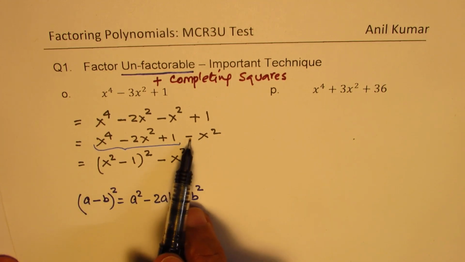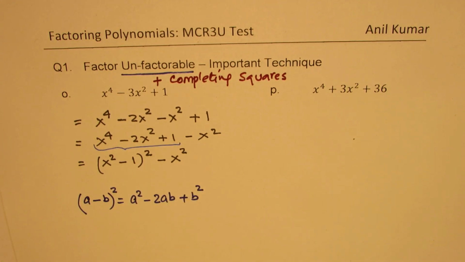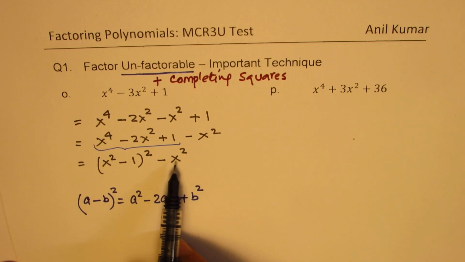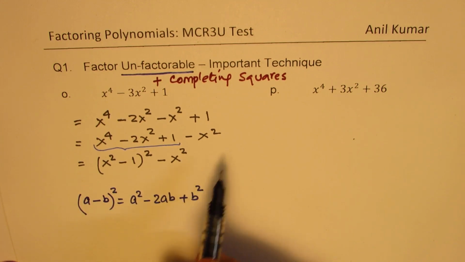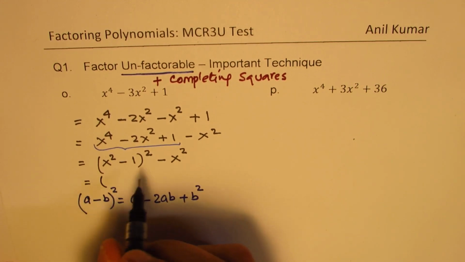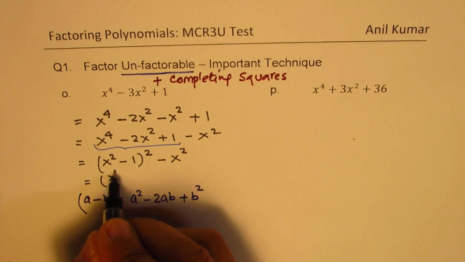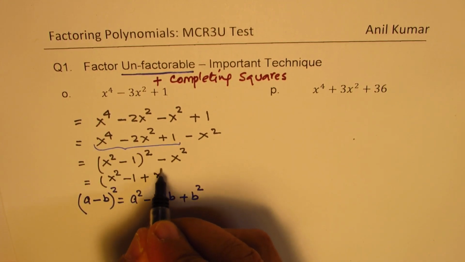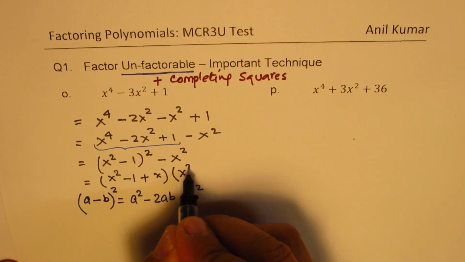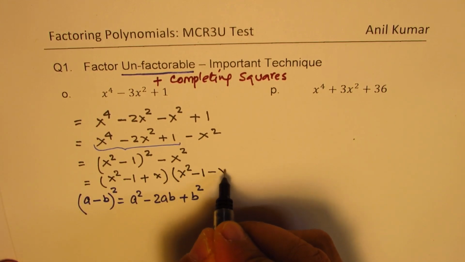Correct? So here we have minus x squared. Now we can do the combination of this: a plus b times a minus b, right? So we could write this as a plus b, which is x squared minus 1 plus x, right, times x squared minus 1 minus x.